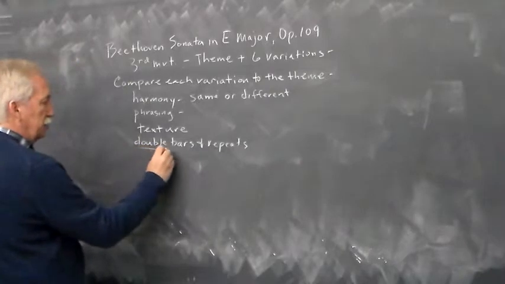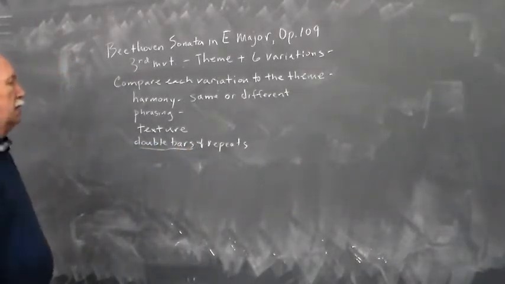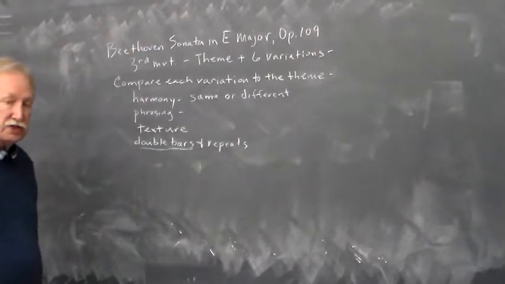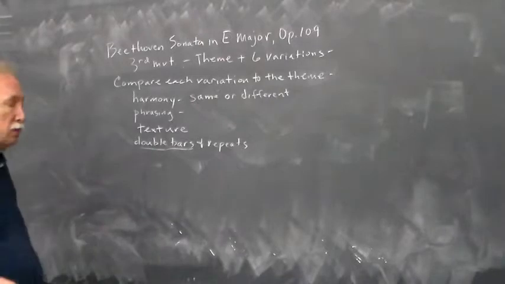Does the variation use double bars and repeats? I've already mentioned that. In those variations that don't have double bars and repeats, then what's happening?